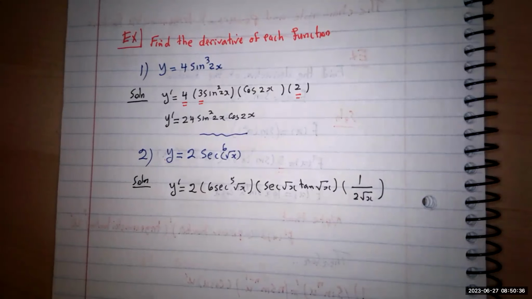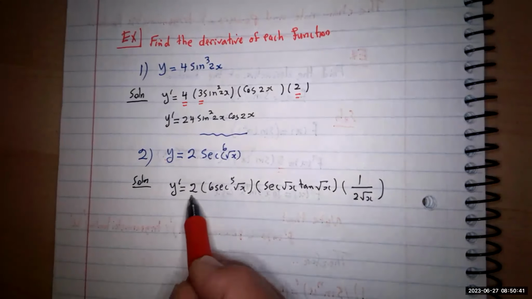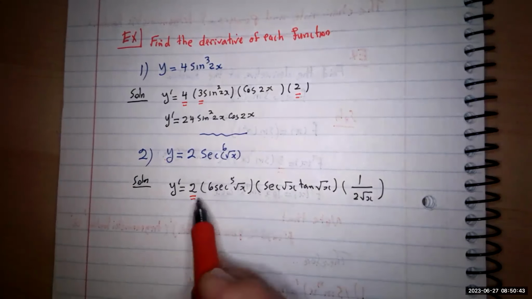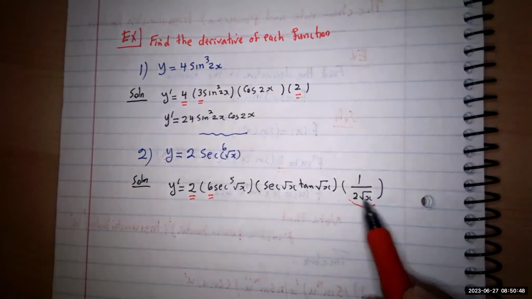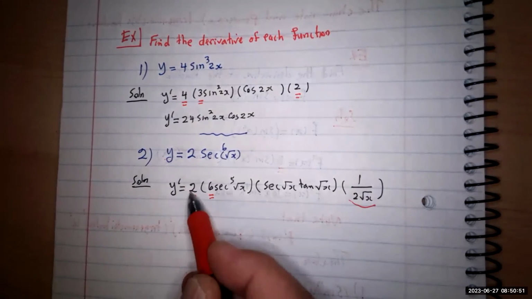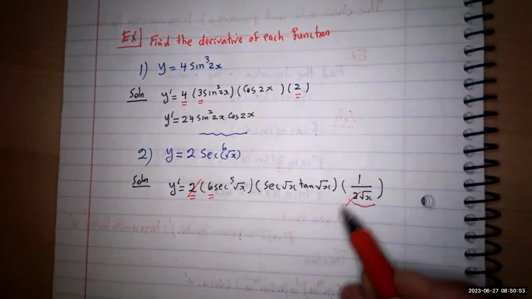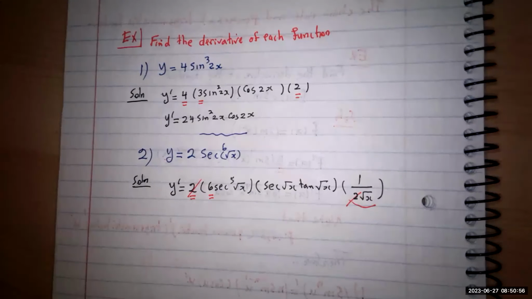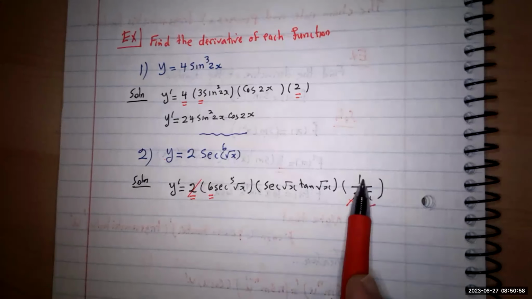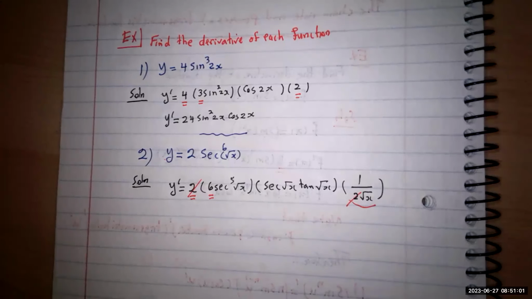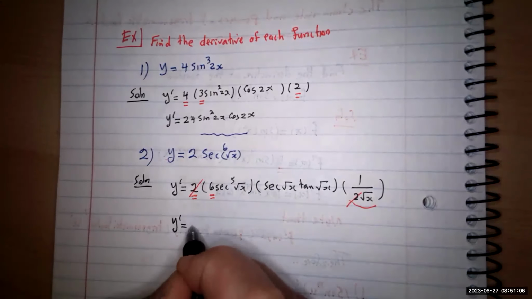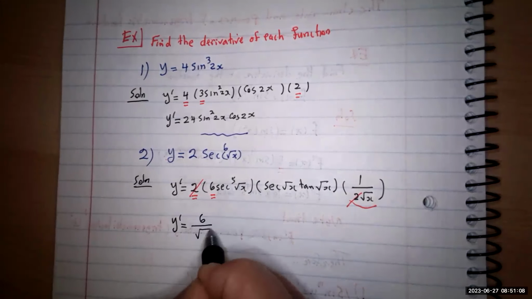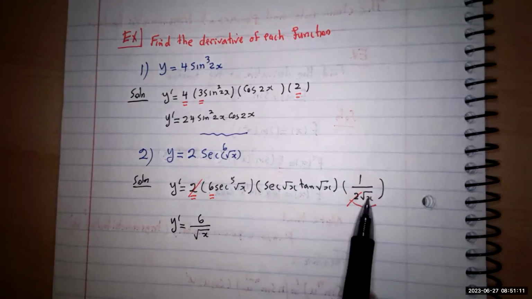Now, secant is tricky for simplifications. Okay, you have to simplify these monomials. You see, 2 here, 6 here, and this one. So you have to multiply. You can simplify these 2 and 2 first. Then the leftover is going to be 6 times 1, which is 6, divided by the radical x. Okay, this is the way we simplify it. So y prime is equal to the 6 over radical x, 6 over radical x.